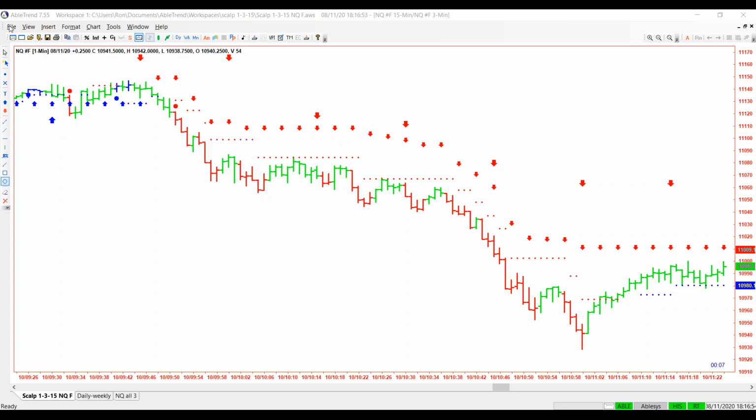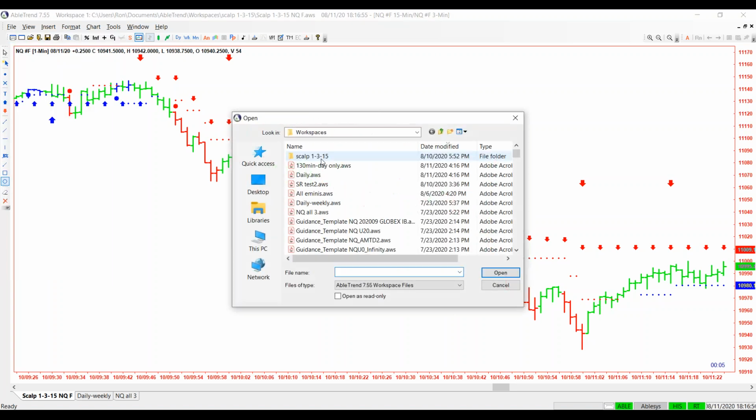When you re-download it, you go to File, Open Workspace, right on top, Scalp 315. This is totally different indicators and settings, so you have to download it. It's the only way to get this chart, is to download it and click on Scalp 1, 3, 15. So 1 minute, 3 minute, 15. It's got different indicators and different settings and all that stuff. So this is the only way to get to it.